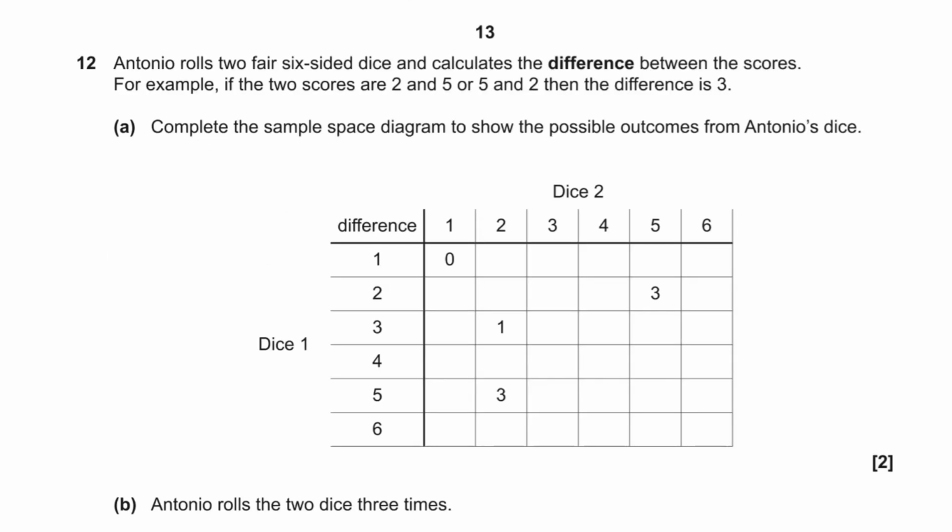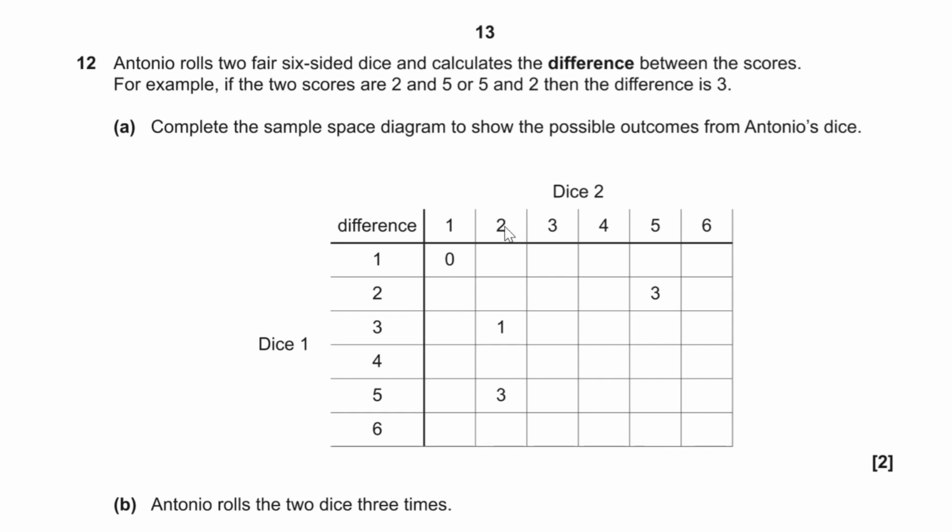Question number 12. Antonio rolls 2 fair 6-sided dice and calculates the difference between the scores. For example, if the two scores are 2 and 5 or 5 and 2, then the difference is 3. And we have to complete the sample space diagram to show the possible outcomes for Antonio's dice roll.